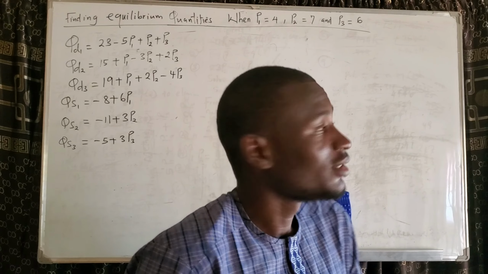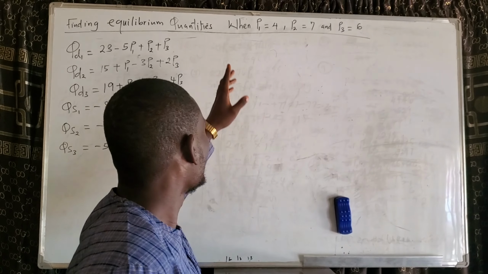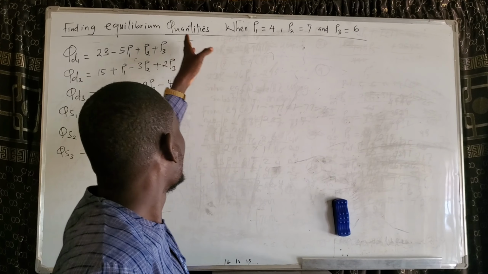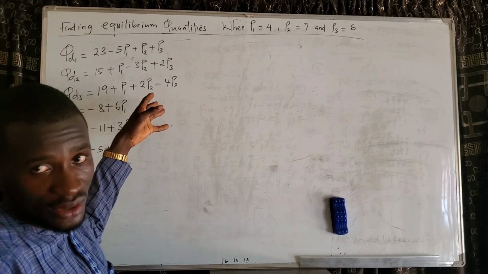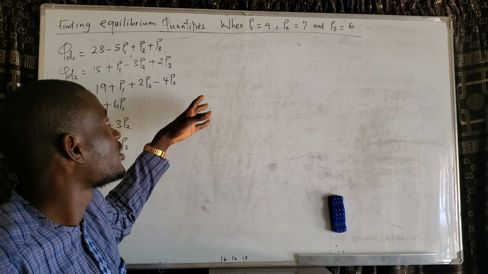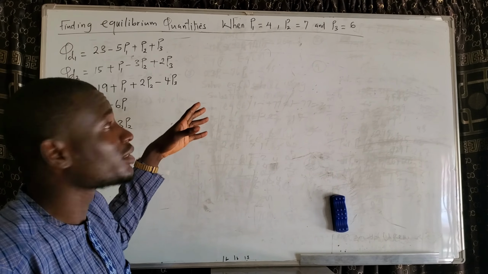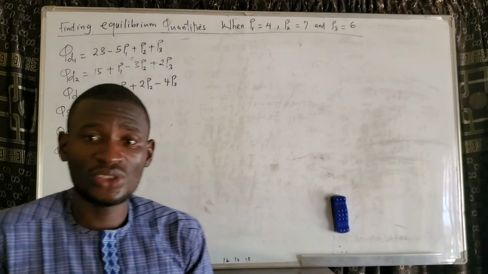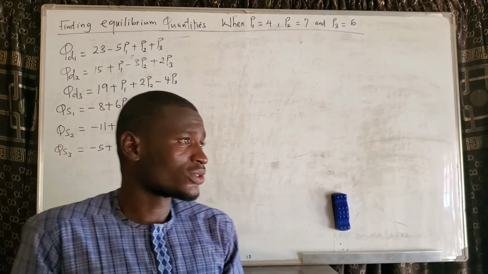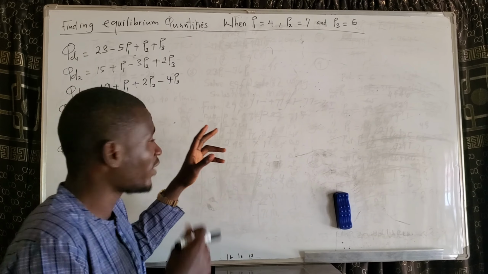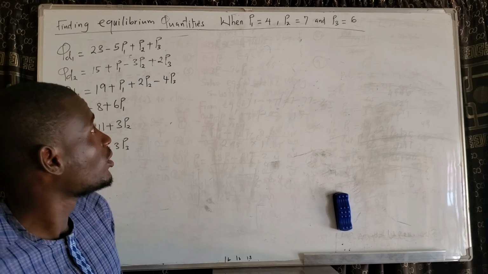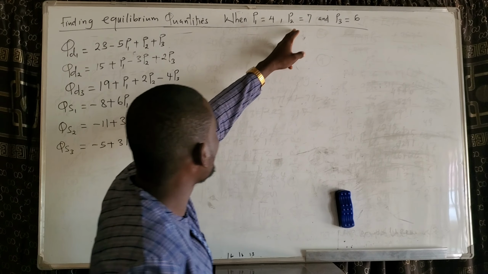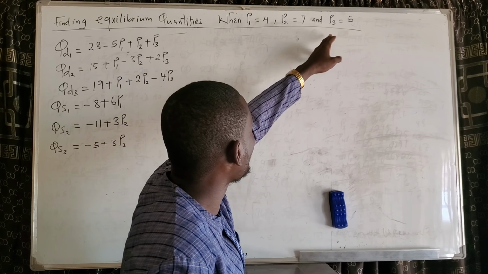Back again. So this is the last part of this question. We first of all formed three simultaneous equations using the market demand and supply models. In the second part, we solved the three simultaneous equations using the substitution method. So in this last part, we are going to find the equilibrium quantities when P1 is 4, P2 is 7, P3 is 6.